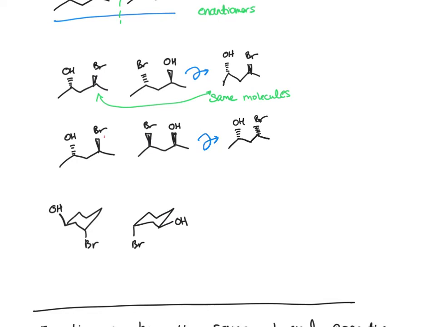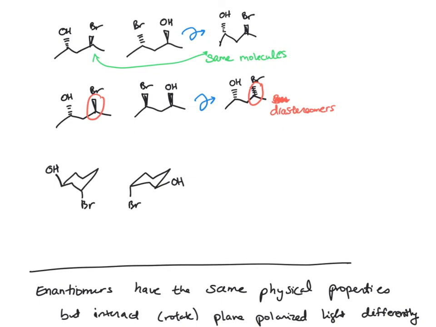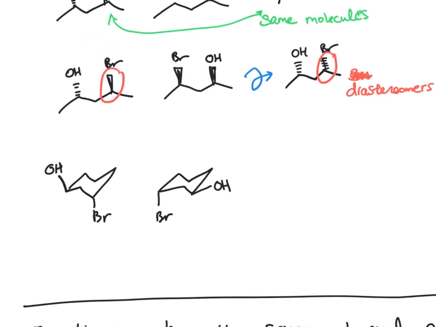And here what you can see is that the bromine has a wedge in one case and a dash in another case. So these are also diastereomers, because they are stereoisomers that don't have mirror images. The case for cycloalkanes has been a little bit harder.